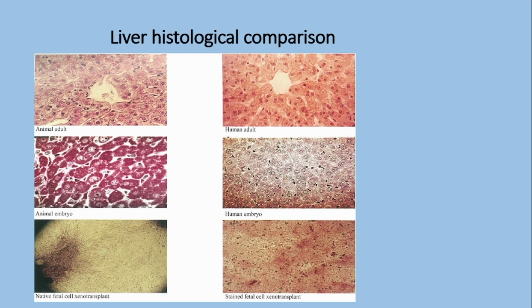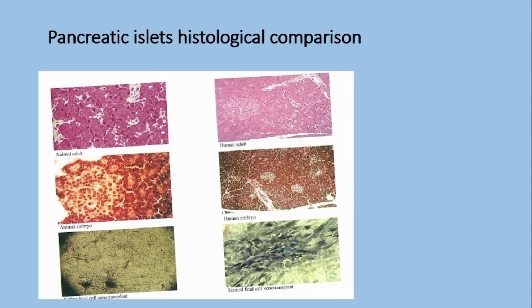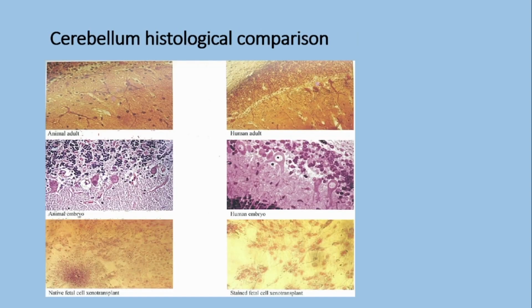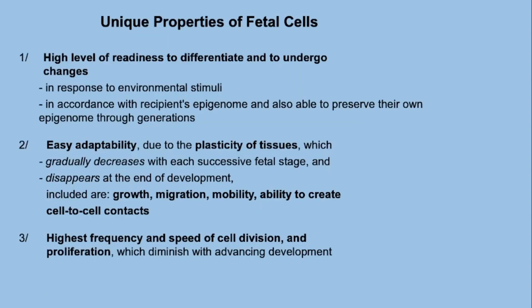These charts show the histological comparison between the xenogeneic and the human tissue. There are many more similarities than differences, especially in the fetal stage. So this is the characterization of the liver, the pancreas, the pancreatic islets, and as you can see, there are a lot of similarities anatomically, microanatomically, but interestingly, biochemically and physiologically there are even more similarities than differences. The same goes for certain parts of the brain, like the cerebellum as well.